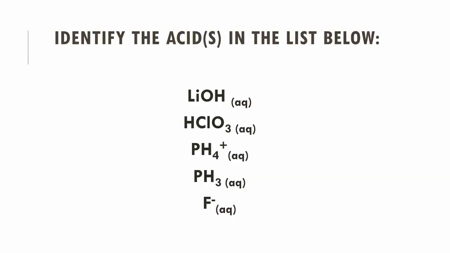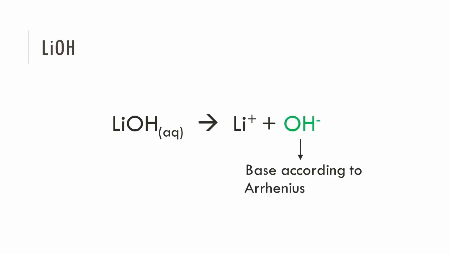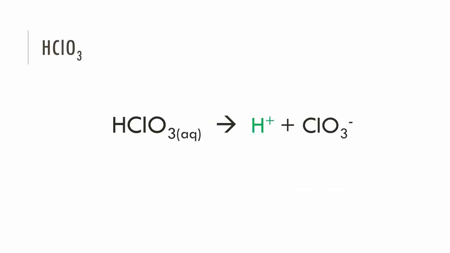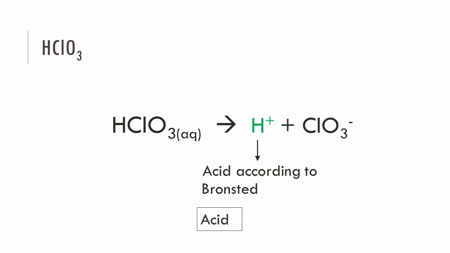Let's concentrate on one ion at a time, starting with lithium hydroxide. This compound is in an aqueous solution. In water, it will dissociate into Li+ and OH-, and according to Arrhenius, this means that it is a base, not an acid. Looking at HClO3, we see that this compound has an H+ that would be released when in solution. A substance that releases a proton is an acid, according to Bronsted.